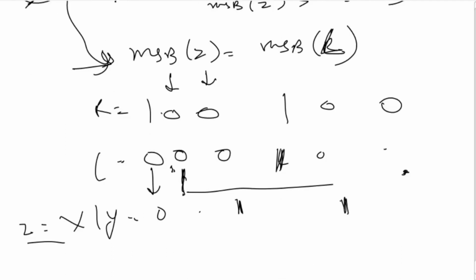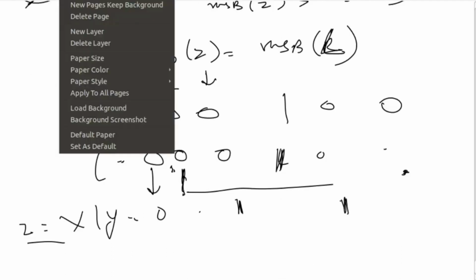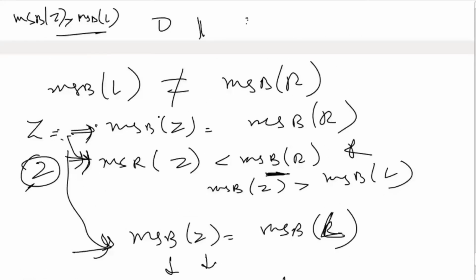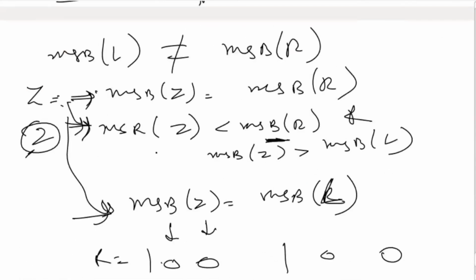Okay, so this is our first case, that is, we have to set MSB of Z less than R and MSB of Z greater than L. So it is quite simple.